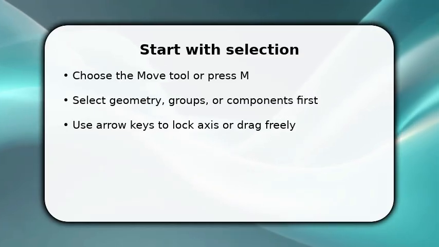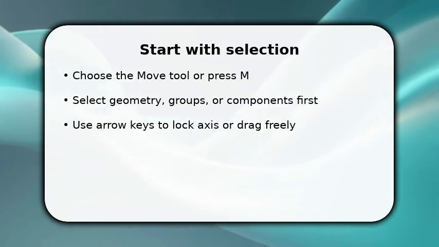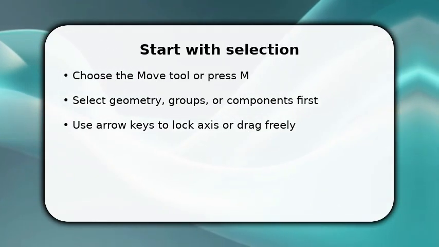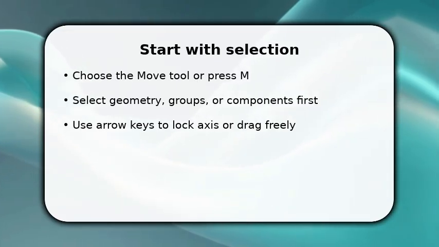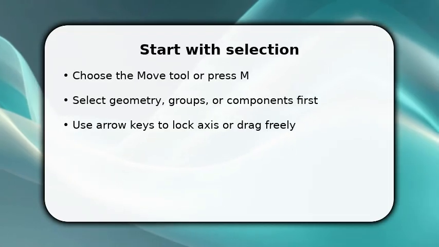You begin by selecting the Move tool, press M, and immediately pick what you want to move: raw edges, a group, or a component. You should click once to anchor the grab point because that determines your reference. Once done, drag to reposition.